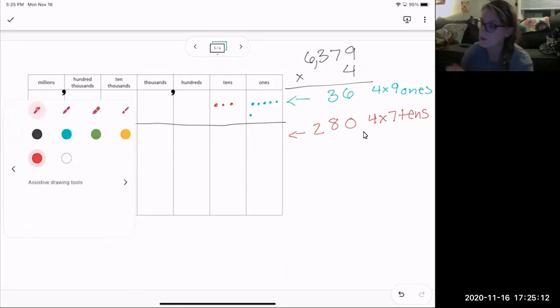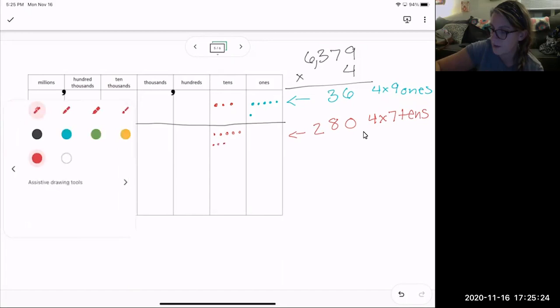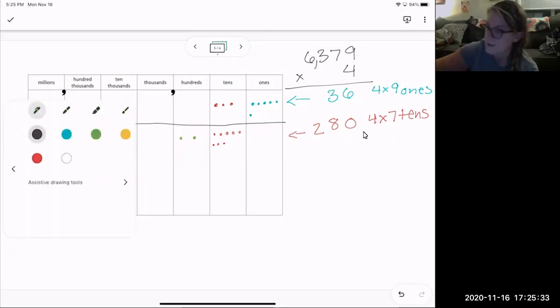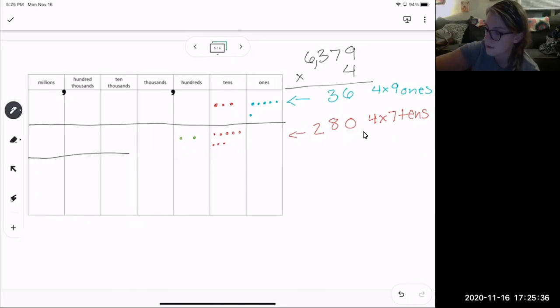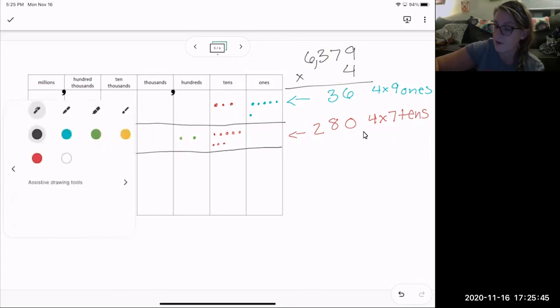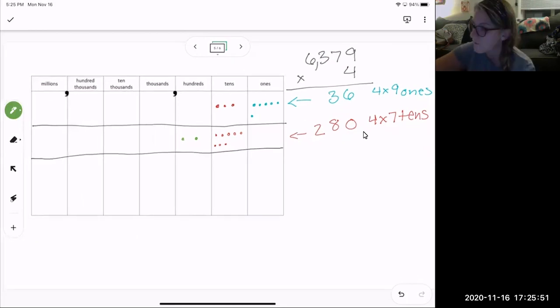Okay, so how are we going to represent 280 in our place value chart? Well, that's easy. I'm going to put 8 in my tens place and 2 in our hundreds place. That's 280. Okay, so let's do our hundreds next. We have 4 times 3 hundreds. And I'm going to write it out in unit form next to my problem for our partial products, just so I don't get lost. 4 times 3 hundreds.